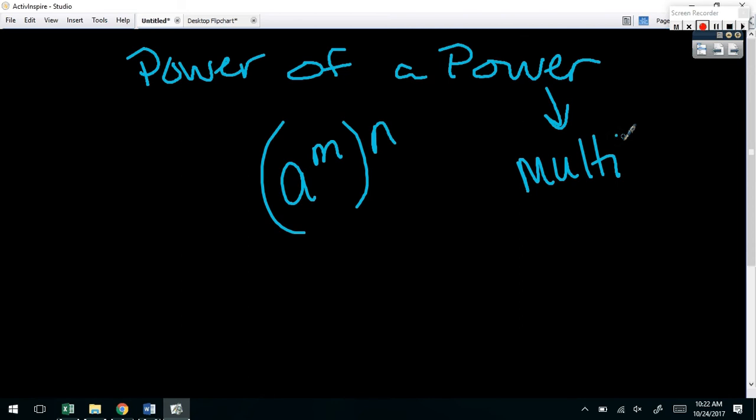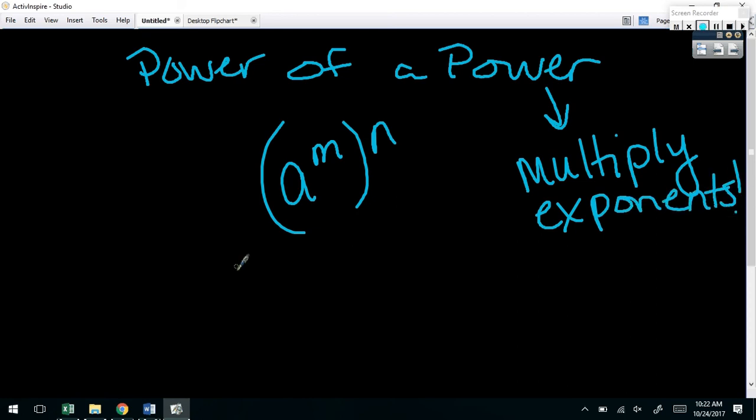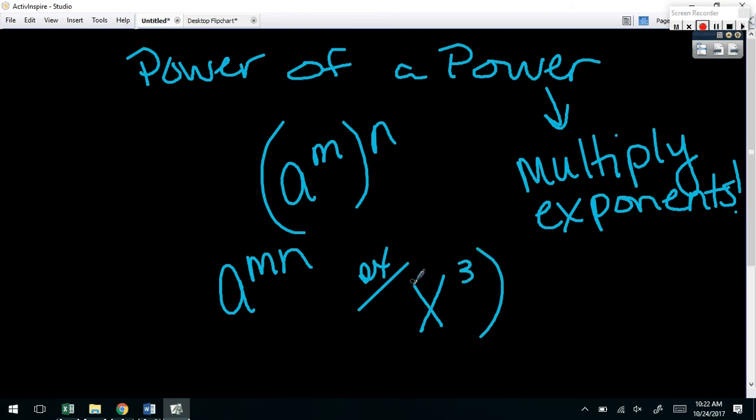It would just be a to the m times n. Sometimes it's a little bit more difficult for you to see with variables, so I like to show you with a numeric example also. This is the easiest one so far. Raised to the fifth, what does that become? x to the 15th.